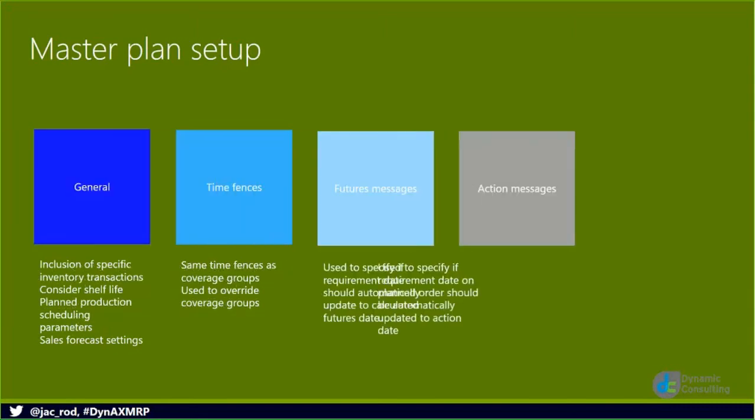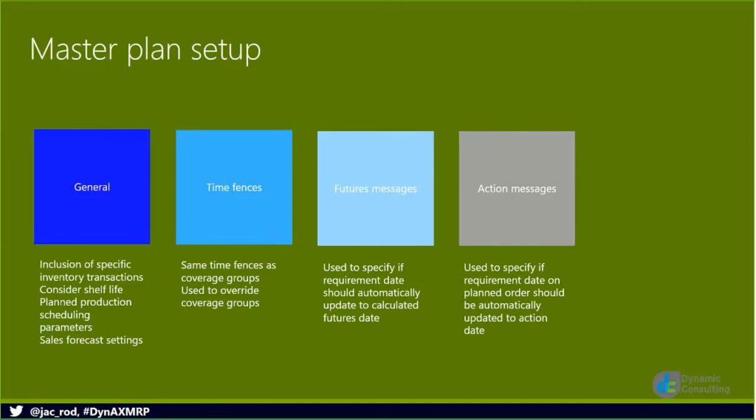So futures and action message parameters on the plan as well are used to indicate if the dates that are calculated here, so your action dates and futures dates, are automatically going to override the requirement date. So again, this is just something to be aware of. I think a lot of times it causes more confusion than it's worth. But what happens here is a futures message is calculated, says that a particular order is going to be delayed. And then the fact that that futures message is calculated, that date is then transferred to the planned transfer, production, or purchase order, whatever it may be, that's going to get that inventory in. So you basically are being told that you don't need it there until the futures date.